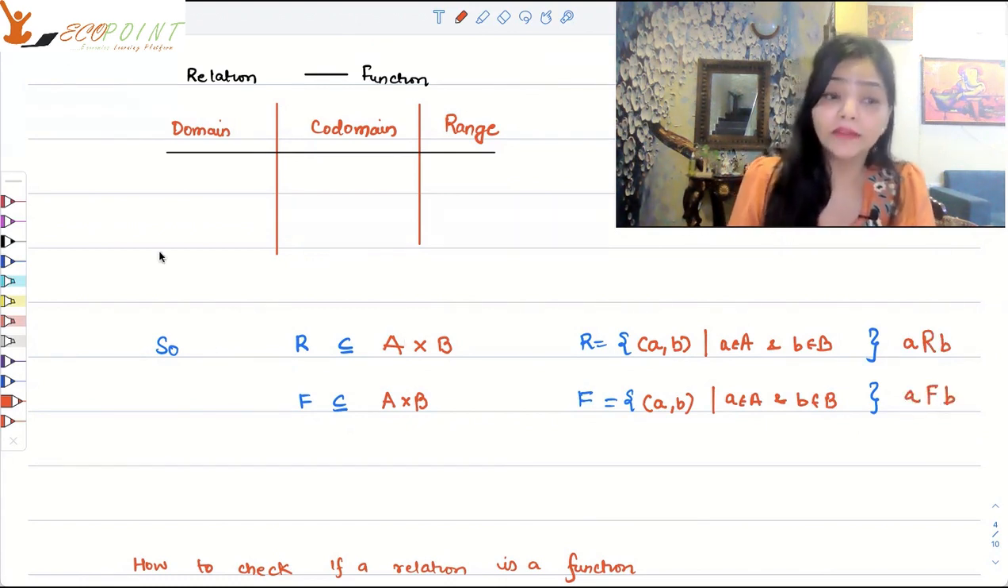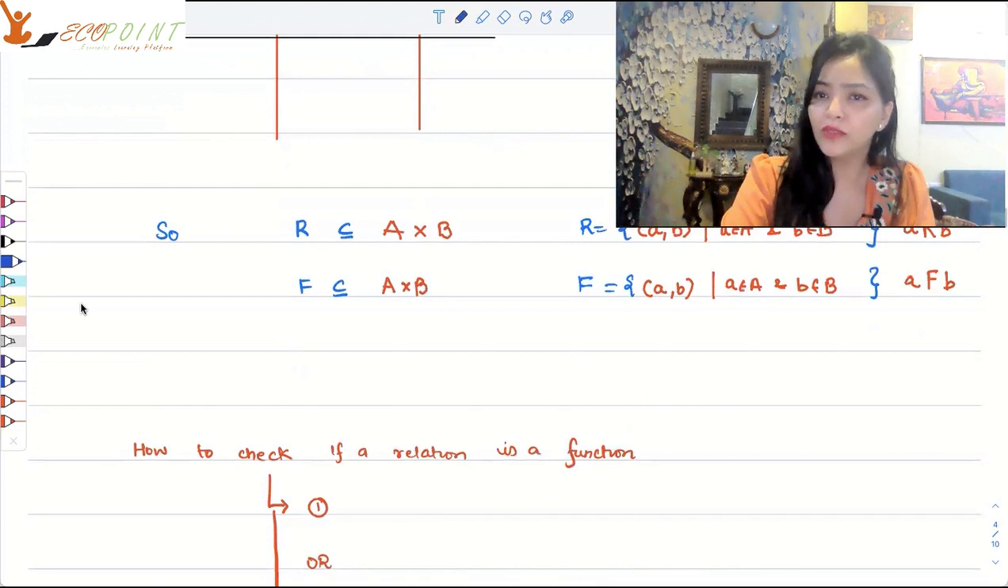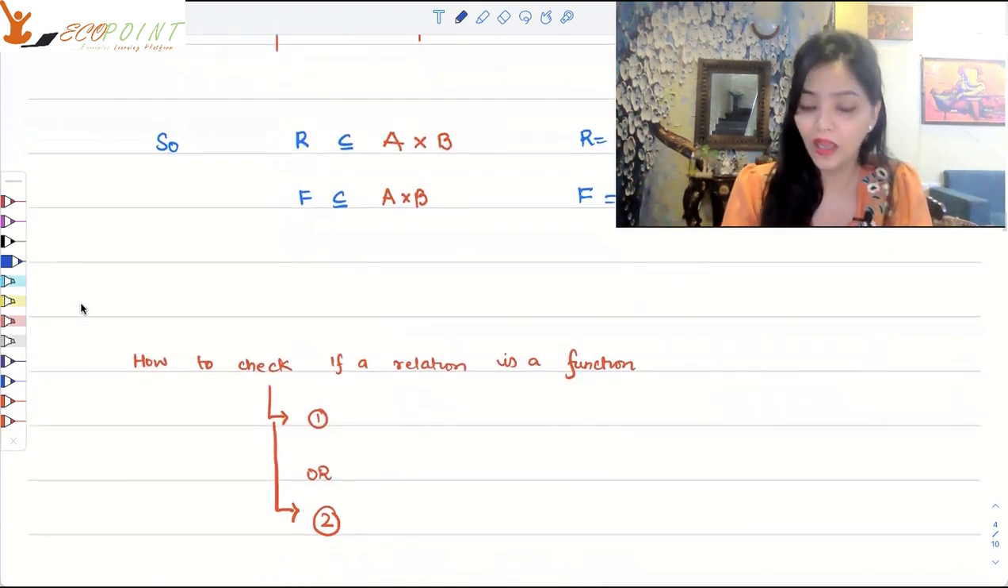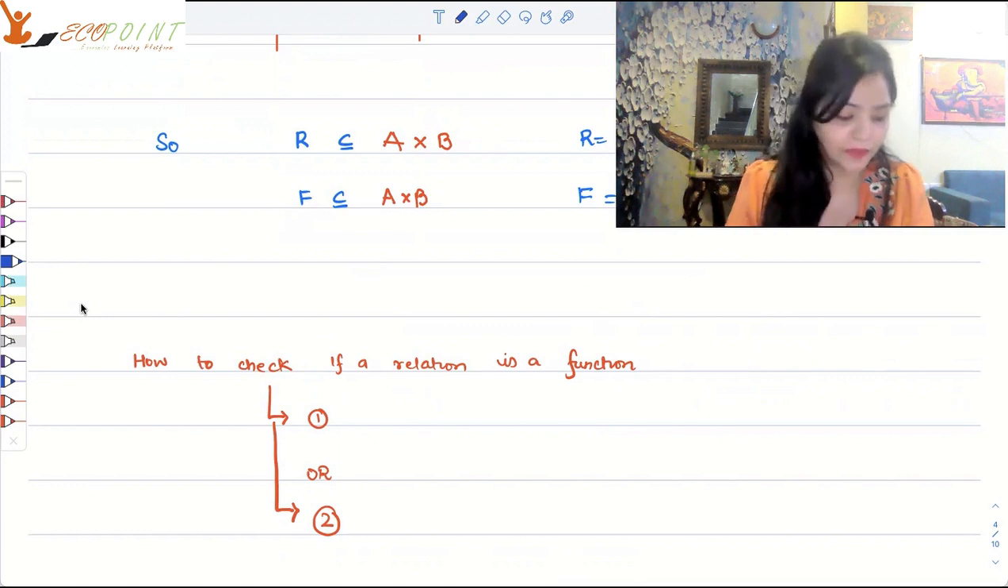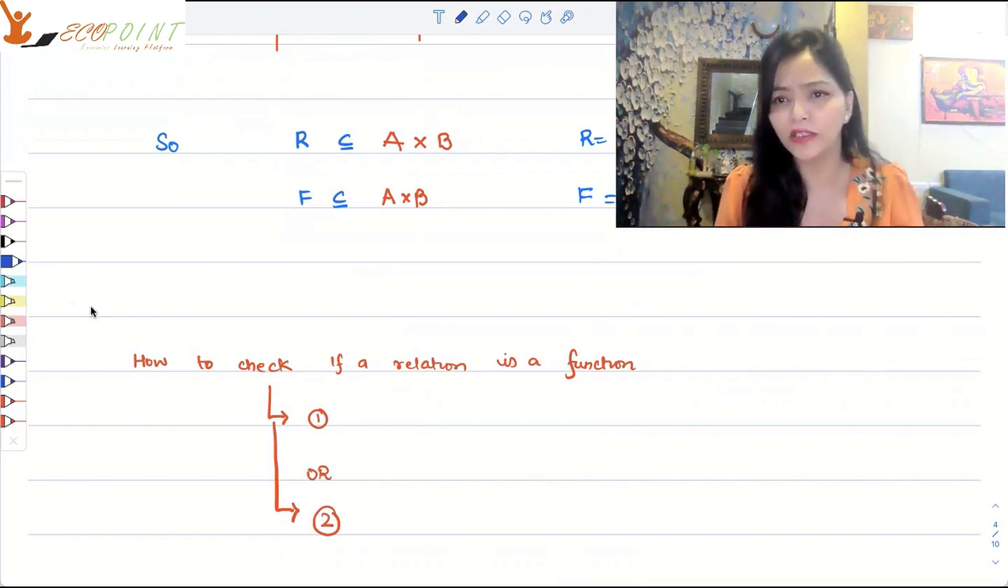Okay. Now, how to check if a relation is a function? What was that important thing? Number one, each input needs to have an output. Number two, every output is unique for the given input. So you need to have a unique output, a unique y, when y equals f(x). So how to check whether a relation is a function?